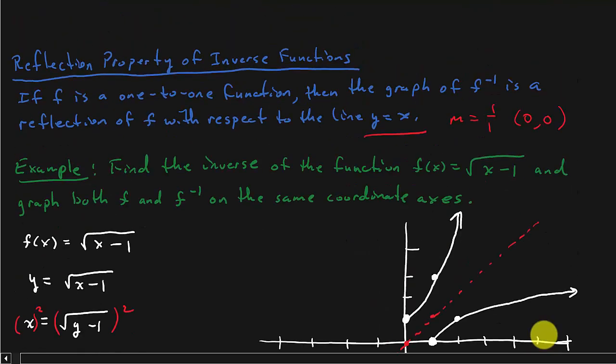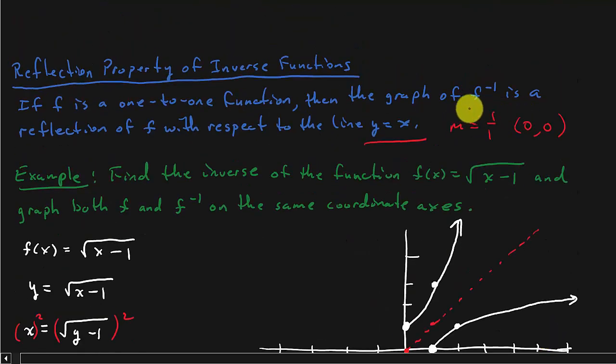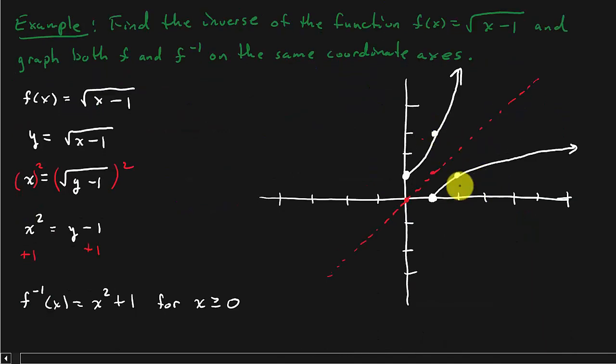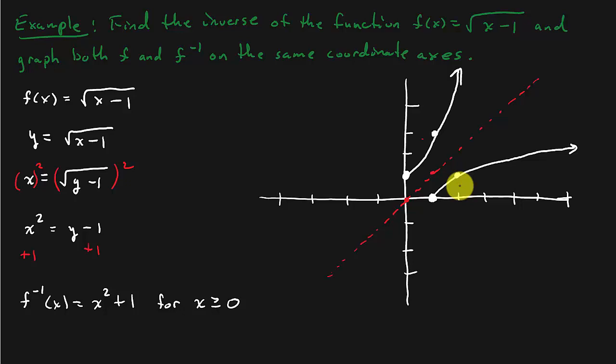And that's just what it says. It says the graph of f inverse is a reflection of f with respect to the line y equals x. And there's your reflection right there. And that's what they're talking about. So that gives you a good idea. You can see what it actually looks like. Okay.